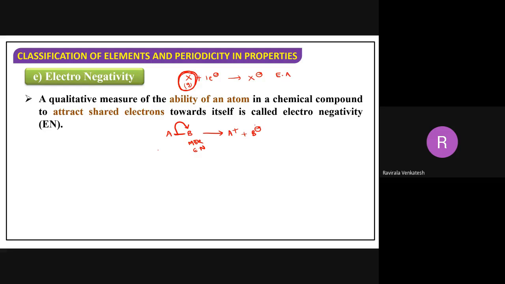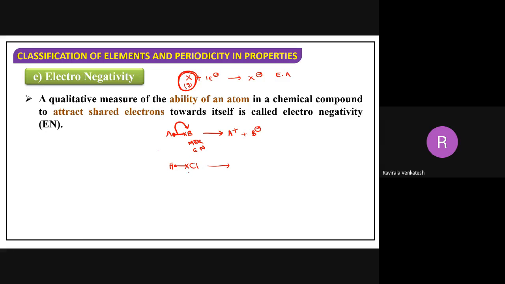Now, because of the more electronegativity of B, it is attracting the electrons. Which electrons? The shared electrons, both electrons. These two electrons are taken by whom? B. For example, take HCl. Now H has one electron and Cl has one electron, and both are contributing equally and sharing equally.